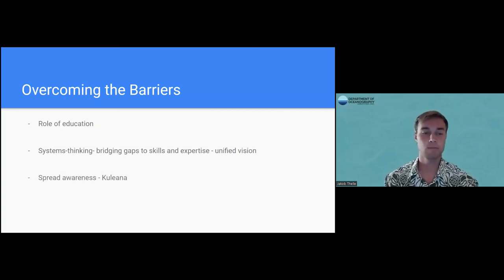The next one is the spreading of awareness, and by this, kuleana, which is a Native Hawaiian term for responsibility. So understanding your own responsibility towards your use of water resources, but also what your individual role is in that goal, and how your collective decision-making is going to contribute towards managing water wisely for the future and developing climate resiliency.